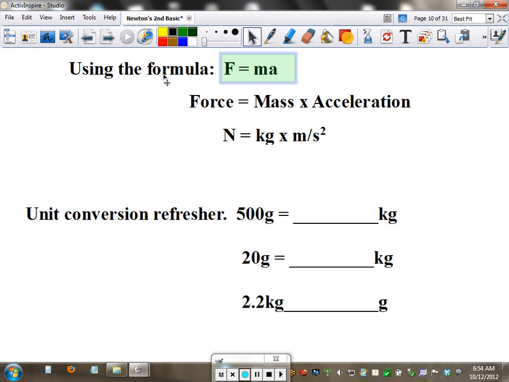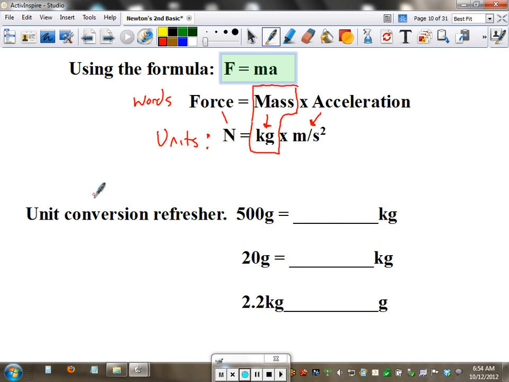Write this down. Force equals mass times acceleration, in words. In units, force is in newtons, mass must be in kilograms, and acceleration is always meters per second squared. So this is important. This must be in kilograms.